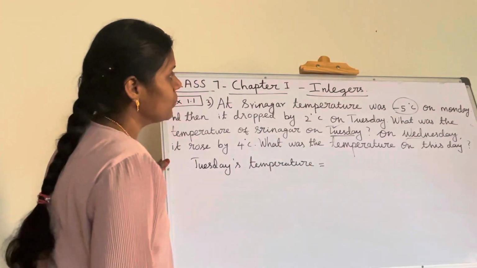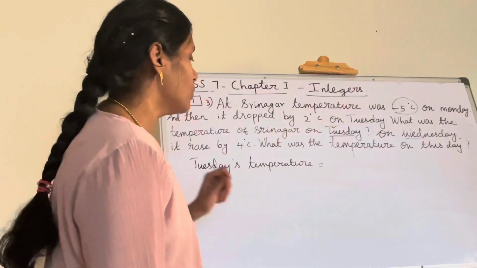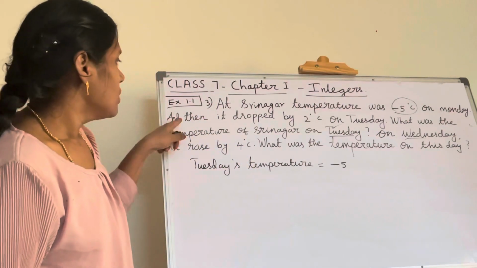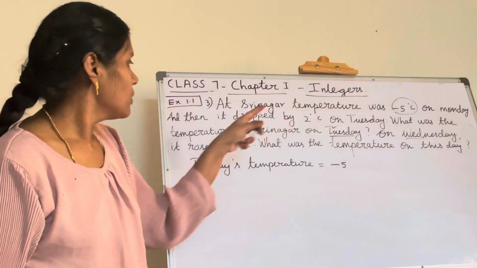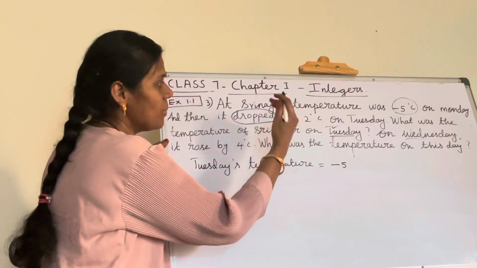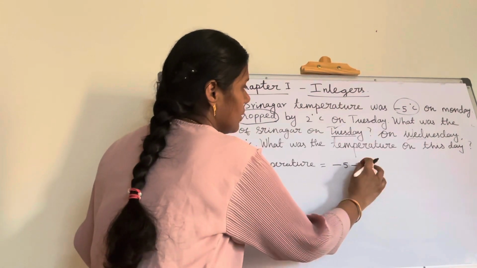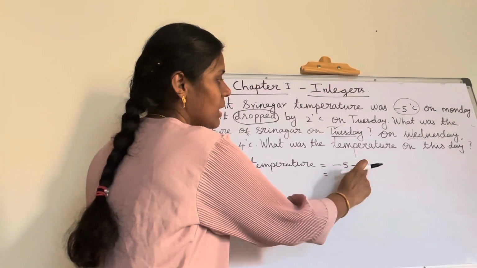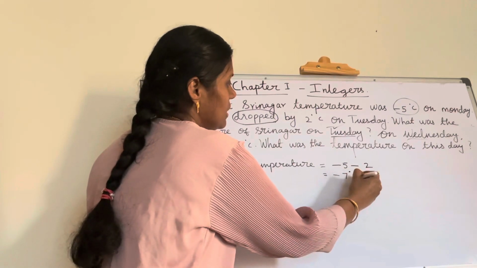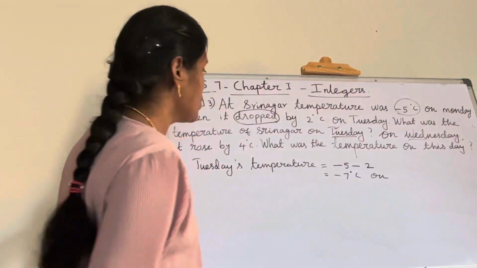Tuesday's temperature is equal to, on Monday what was the temperature, children? Minus 5. Then it dropped by 2 degree. What does dropped by mean? It came down. So we have to subtract 2 degree. So what is minus 5 and minus 2? Minus 7. So minus 7 degree Celsius on Tuesday, correct?